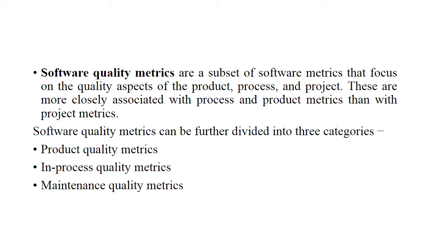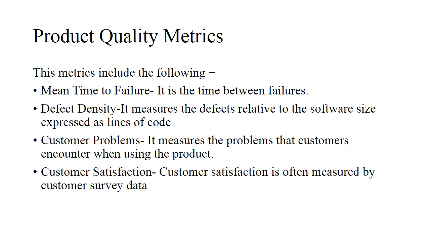So software quality metrics again has three further categories: product quality metrics, in process quality metrics, and maintenance quality metrics. Product quality is the final end user product. In process quality measurement is what we measure while we are developing. Maintenance quality metrics concern how we are going to maintain your software finally at the end user.